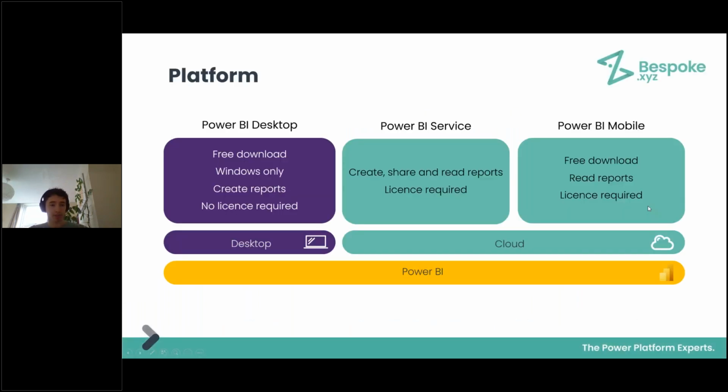So in terms of the Power BI platform, it is made up of 3 components. The first component is Power BI Desktop, which is free software for you to download on your Windows computer. It's where you'll typically build your data sets and your reports, and you don't need a license to download it or use it. You can use it for free without having any account with Microsoft or anything like that.